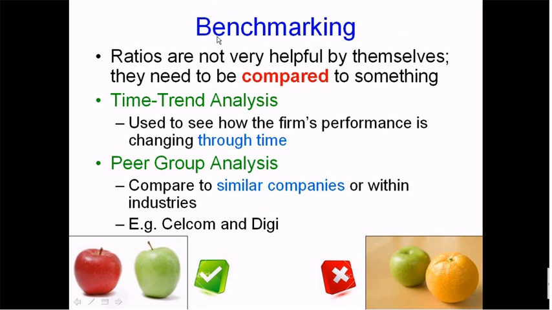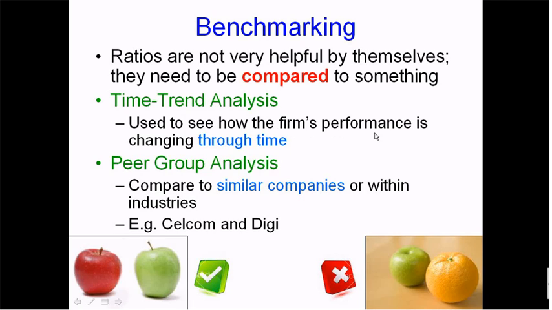Okay, so next we look at this term called benchmarking. Now the word benchmarking actually means to make comparison. Okay, so we say that ratios themselves are not very helpful. They need to be compared to something. So how do we compare ratios? There are two types of comparison. The first one is called time trend analysis.